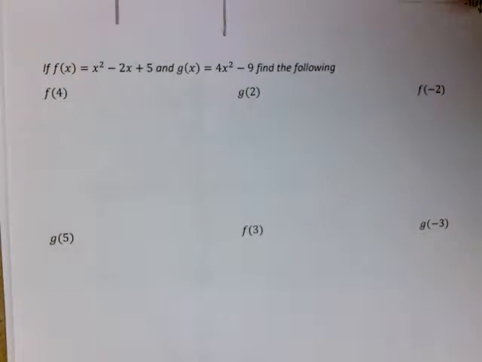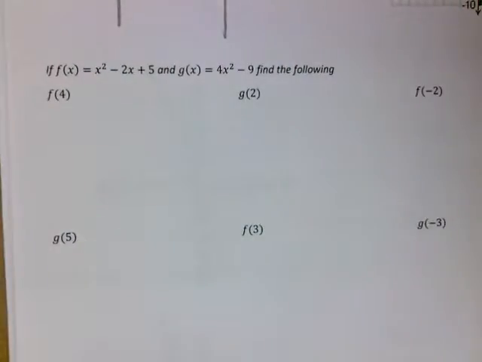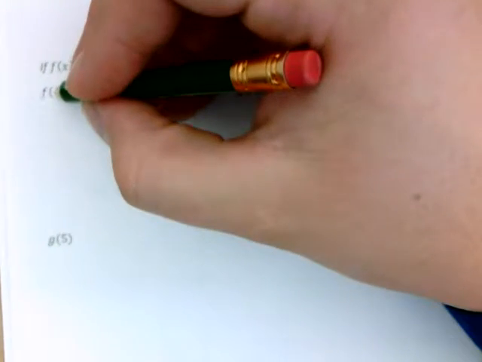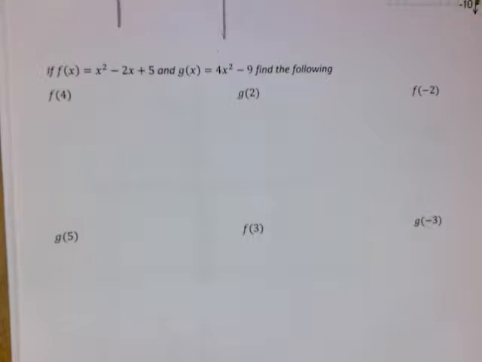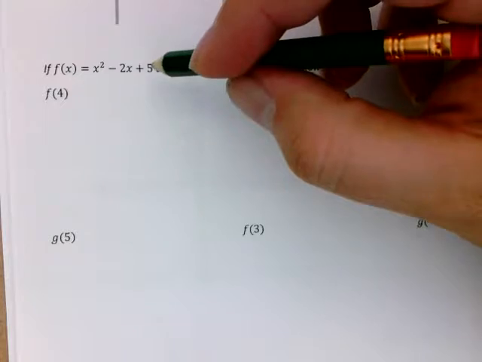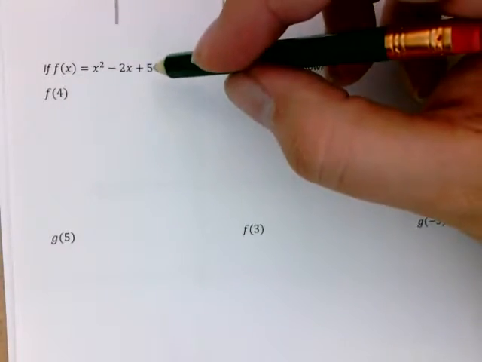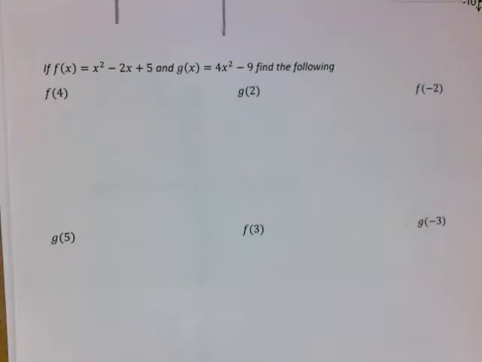Okay, so this one, you got two different things. You have f of x, you have g of x. Where you see f's, we're using f of x. Where you see g's, we're using g of x. Now you notice there's numbers replacing the x. What that means is that if you have f of 4, we find the f of x function, and we replace all the x's with that number.